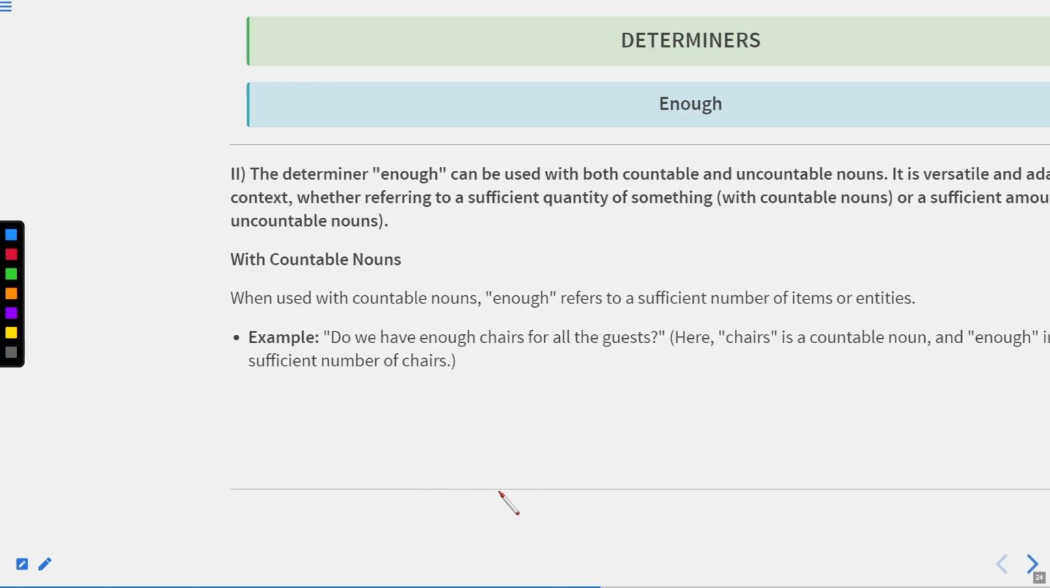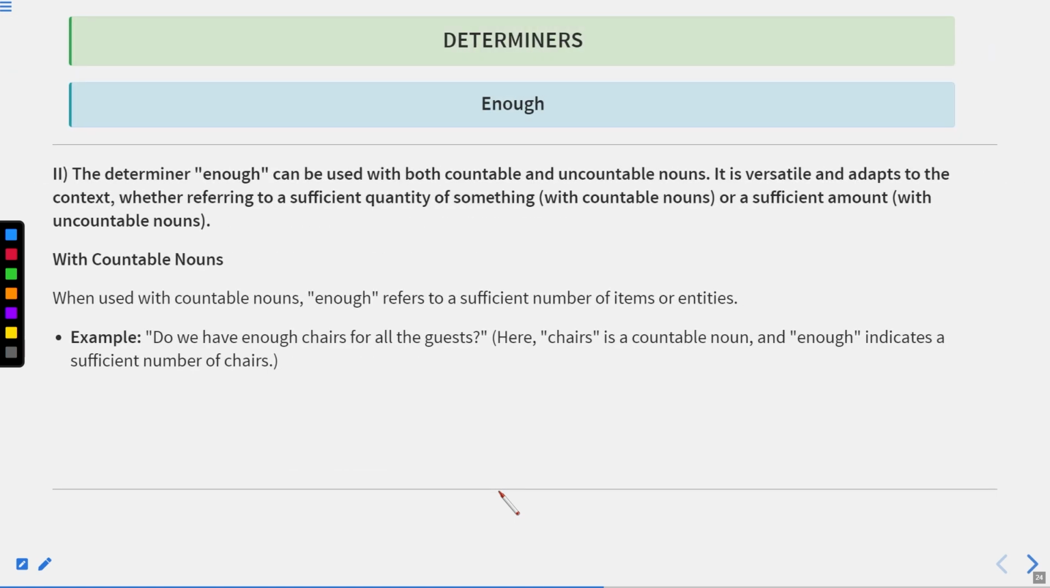Now let us move to the next one. The determiner enough can be used with both countable and uncountable nouns. This is the second point about enough. It is versatile and adapts to the context. Versatile means it has various uses or meanings, whether referring to a sufficient quantity of something with countable nouns or a sufficient amount with uncountable nouns.